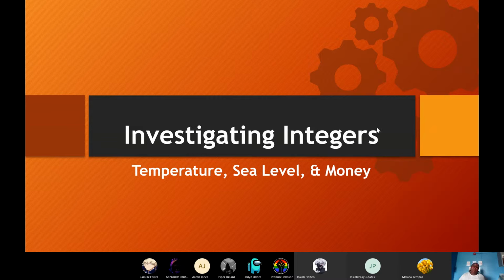Now, yesterday, remember, we talked about how the location of a number from 0 determines how heavy it is or its value. And so today we're going to be able to experiment with some really cool ways to illustrate the value of a number using a number line and stories. So let's go ahead and get started. In your notes, if you would please write investigating integers, temperature, sea level, and money.